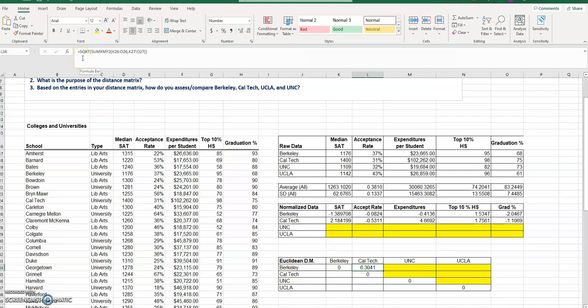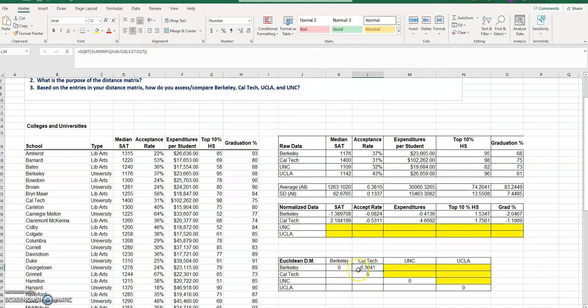And again, just showing you what's in the textbook in terms of the syntax, the square root, and then you have in parentheses sum of x minus y squared. So in this case, our x minus y will be the values of K26 through O26, which is the Berkeley data. And then if you put a comma, then you can scroll in the Caltech data, which is K27 through O27. You put a couple of parentheses at the end to close this up, and you hit enter, and then you'll have the Euclidean distance for Berkeley and Caltech.